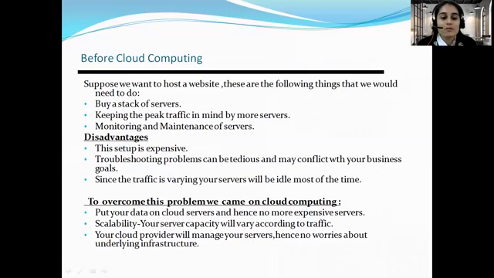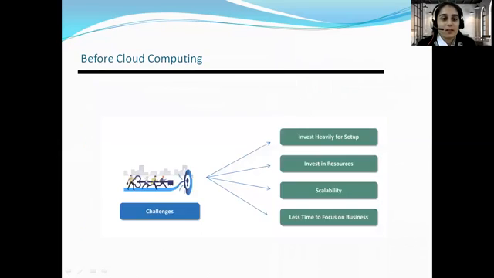In cloud computing, we can put our data on cloud servers, and hence we need not worry about the expensive servers. Scalability, our server capacity will vary according to the traffic. Our cloud provider will manage our servers, hence we need not worry about the underlying infrastructure. Before cloud computing, there were certain challenges that businesses faced, like they needed to invest heavily for setup, invest in resources, scalability, and because of all that, they had less time to focus on business.